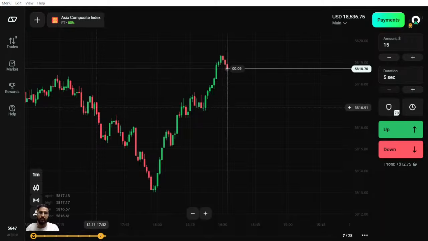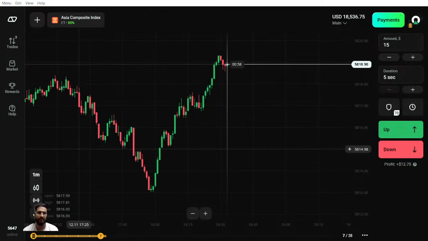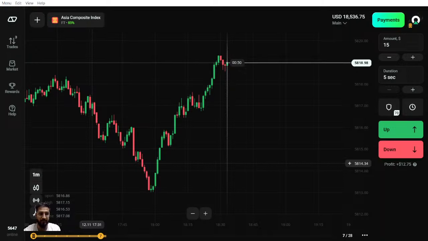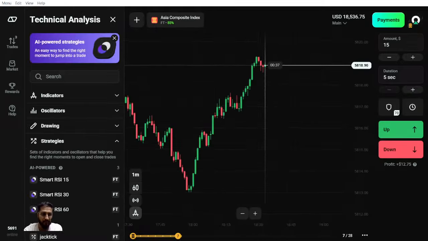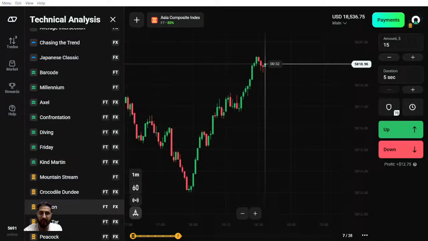The screen which is visible to you is the application version which I have downloaded on my laptop. Some of the dear traders might be using a mobile application, so the interface can be different, but whatever you require to use this strategy is available in both formats. Let's start with how you can apply this strategy. All you need to do is go to the technical analysis button. Once you click on this, go to the strategy tab, start scrolling down, and here we go, Horizon.